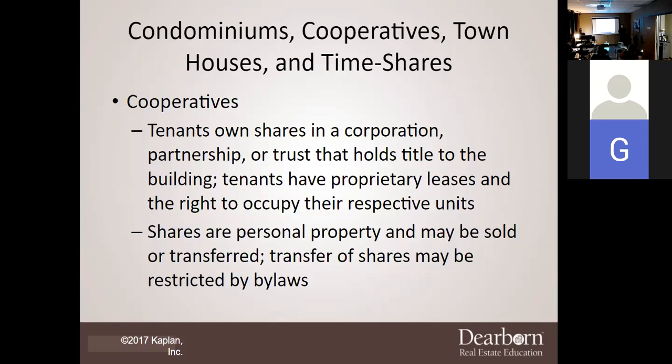So if I buy into a cooperative, I own a portion of the business, but I don't actually own real estate. I just own ownership of the corporation, which is an ownership document, which is personal property. So I actually don't own my building, okay?